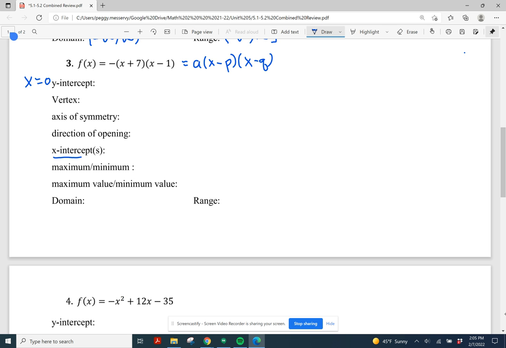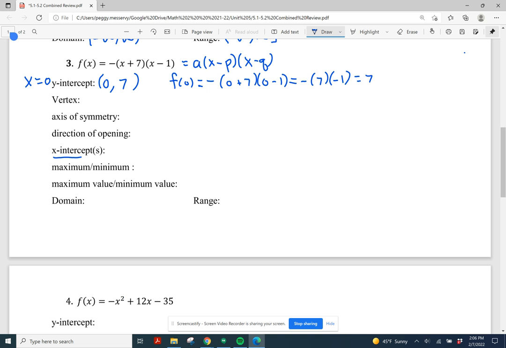So for the y-intercept, we replace the x with 0. So we find 0, comma f of 0. So let's find out what f of 0 is. F of 0 is going to equal the negative of 0 plus 7 times 0 minus 1. So that's 7 times -1 is -7. The opposite of that is +7. So my y-intercept is going to be 0, comma 7. I'm going to find the x-intercepts next.